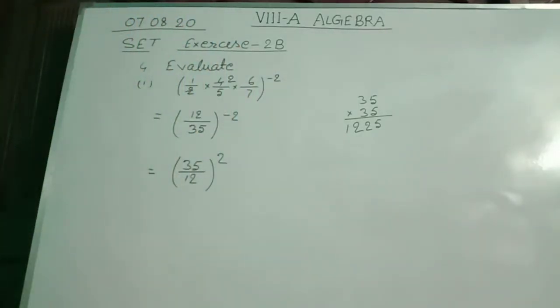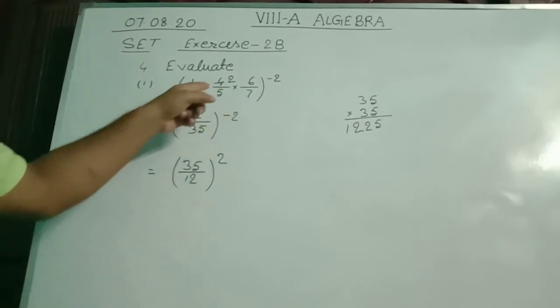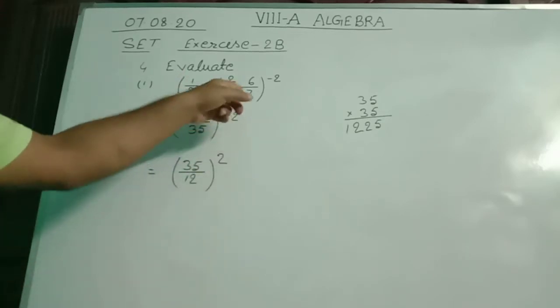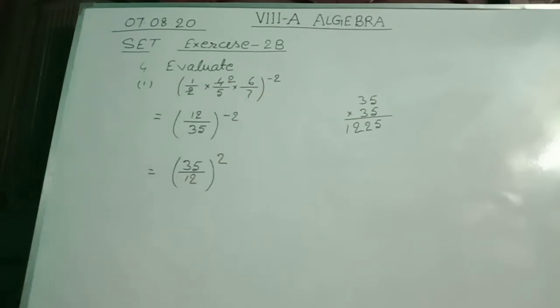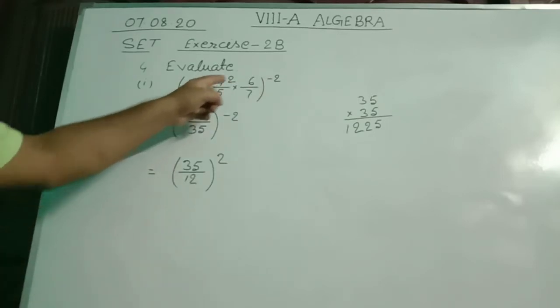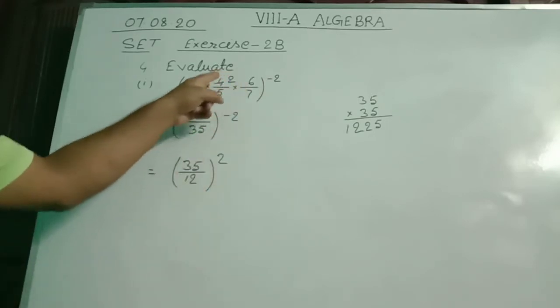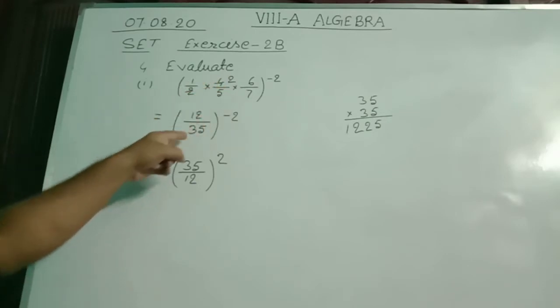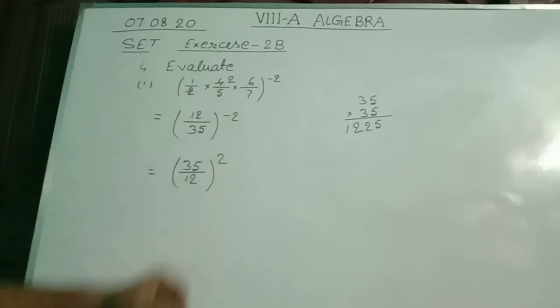This Exercise 2B is continued. Question number 4. We are asked to evaluate this expression: (1/2 × 4/5 × 6/7) to the power minus 2. We simplify: 2 × 2 is 4. So this becomes 6, 2 × 7 is 14... 5 × 7 is 35, to the power minus 2.